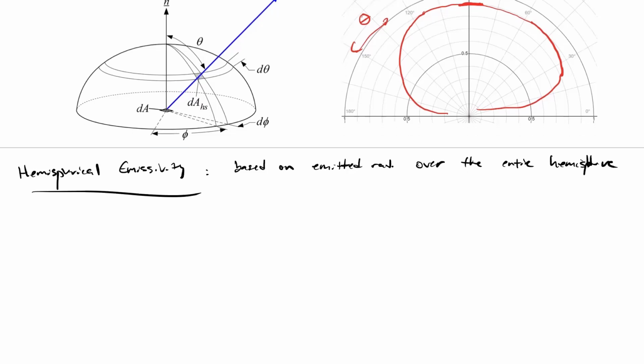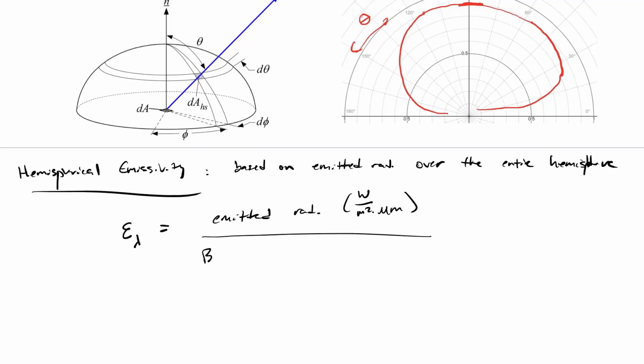So we would write this as epsilon sub lambda. So it's no longer epsilon lambda theta phi, it's just epsilon lambda. So epsilon lambda is going to be emitted radiation, with units now of just watts per meter squared per micron. No longer steradian because we've now integrated that out, divided by the black body emitted radiation, again with units of watts per meter squared micron.